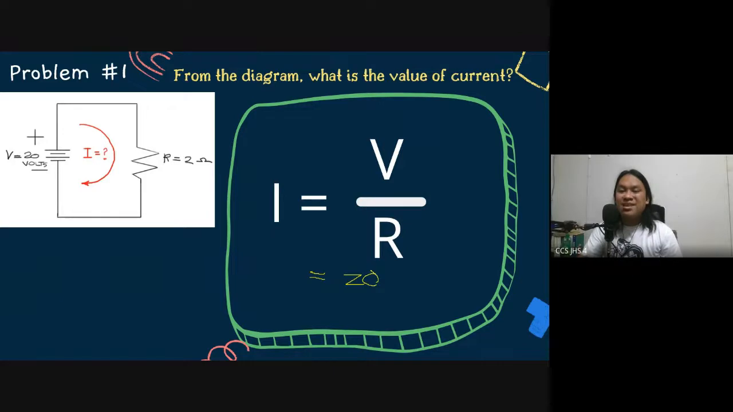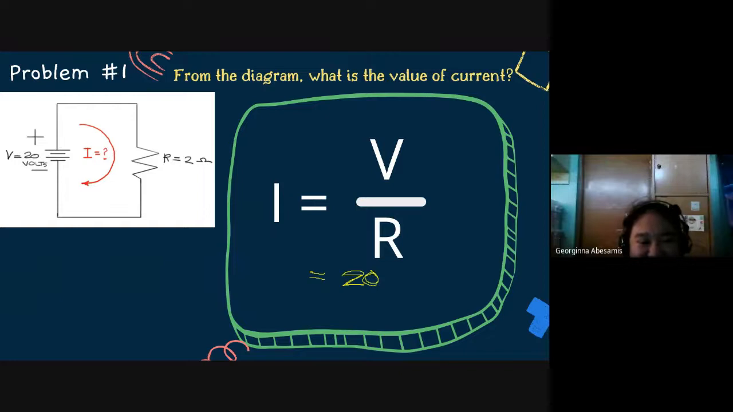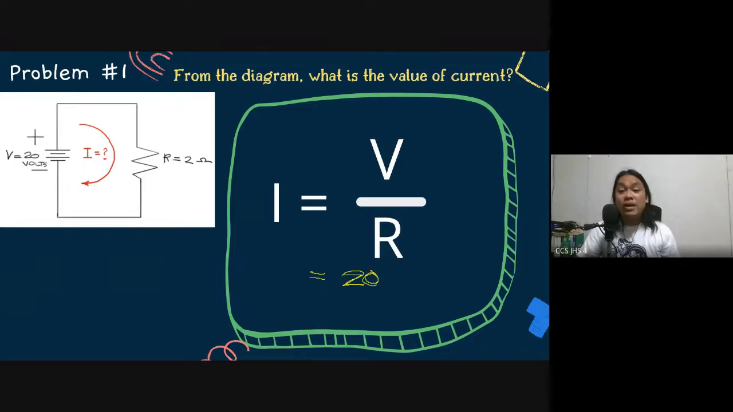20 eggs, 20 glasses of milk. Volts. Okay, 20 volts.